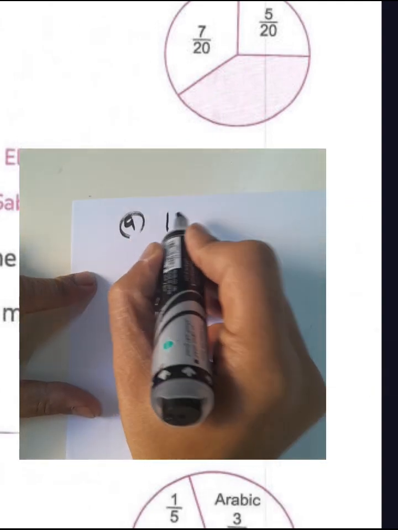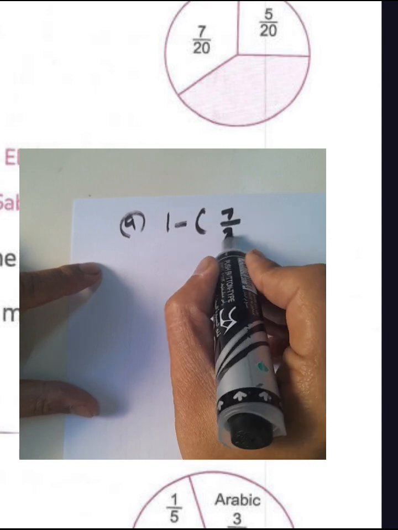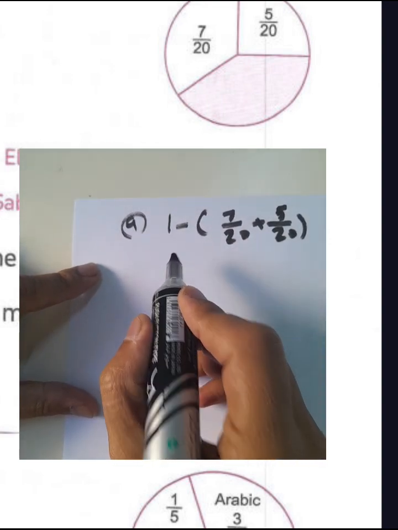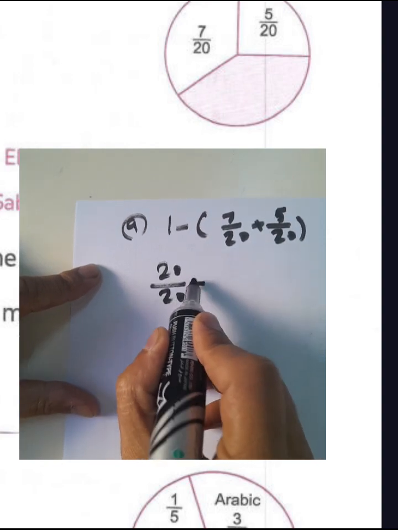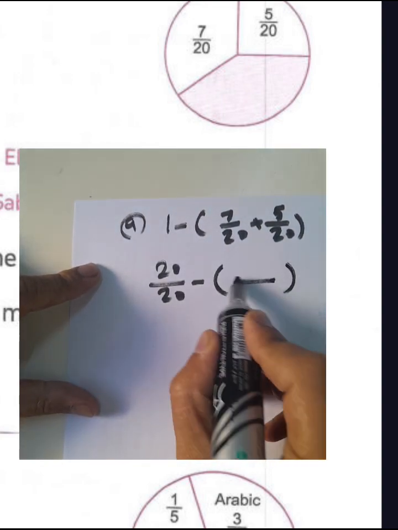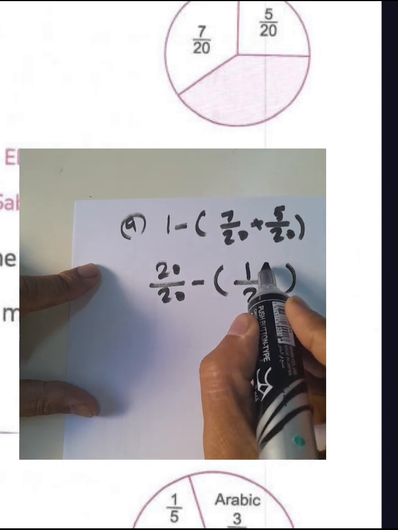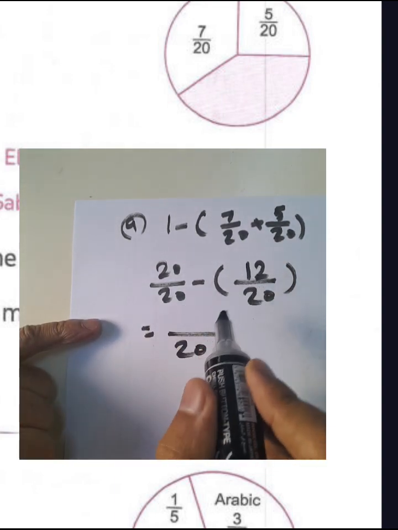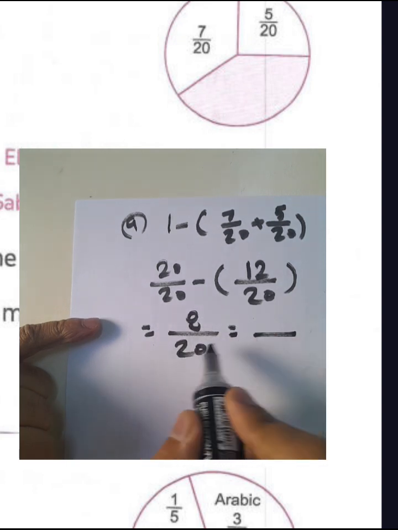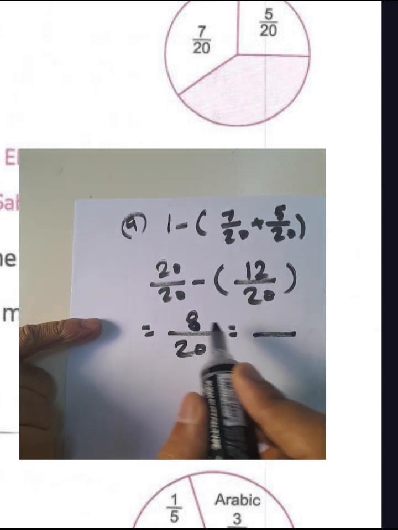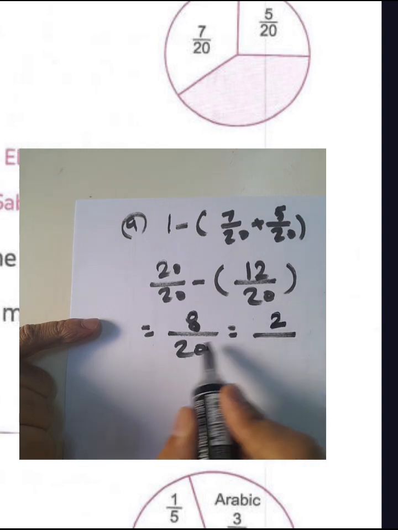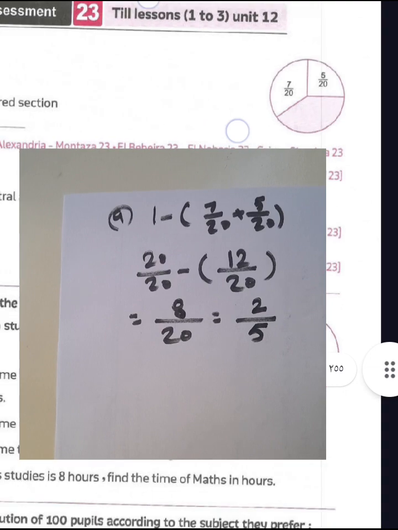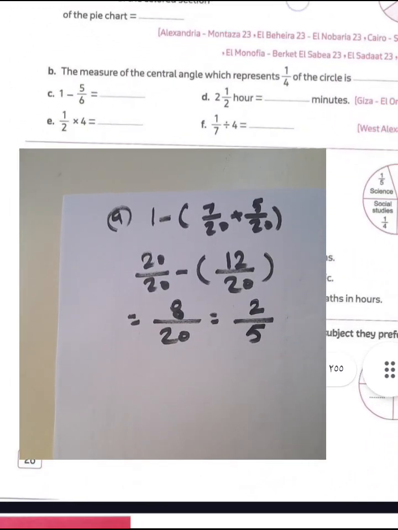We can write 1 subtract the sum of two fractions, 7 over 20 and 5 over 20. We can write here 20 over 20, subtract the sum of them. 7 plus 5 will be 12. 20 minus 12 will be 8. 8 over 20, you can simplify this by dividing by 4. 8 divided by 4 equals 2, and 20 divided by 4 equals 5. Then the result will be 2 over 5, the fraction of the colored part in the pie chart.